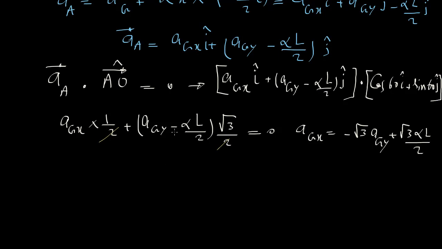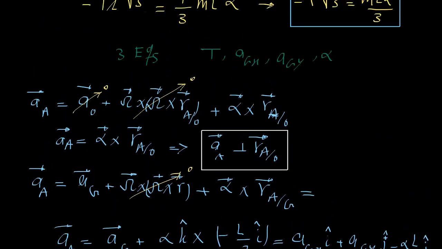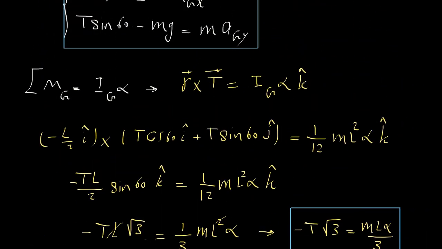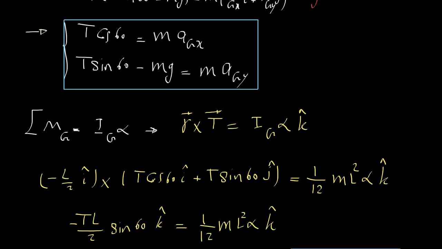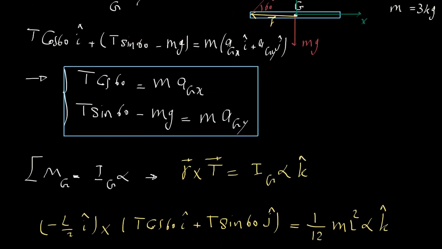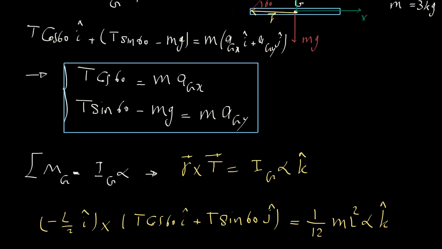So when we bring these terms to the right hand side, this term would be minus, we have to multiply by square root of 3, and this term would be positive, we have to multiply by square root of 3, and we have alpha L over 2. So that's our fourth equation that we were looking for. So let me highlight this equation. Okay, so now we have 4 equations, 4 unknowns, and we should be able to solve for T, alpha, Agx, and Agy. Here we are after just T, but we can solve for all of these unknowns.